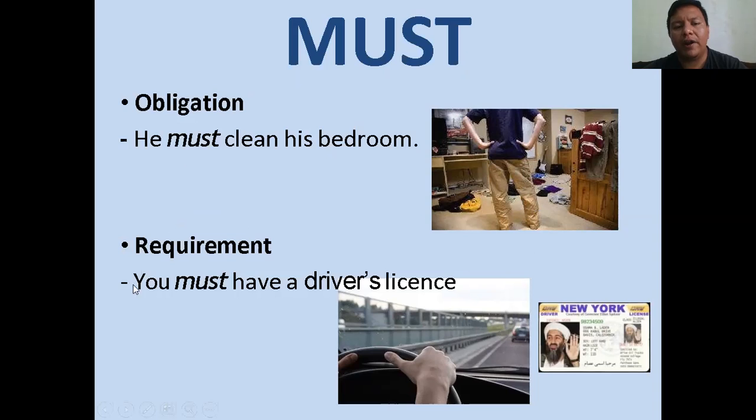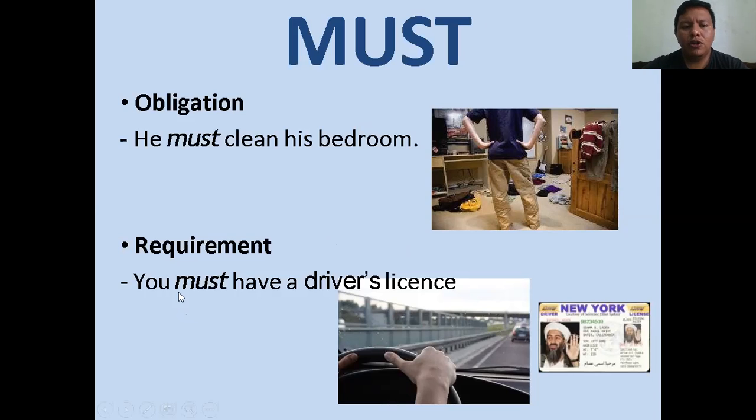Obligation and requirement. Examples that we have here. He must clean his bedroom. As you can see in the picture, that bedroom is a total mess. Clothes everywhere, garbage everywhere. So he must clean his bedroom. Él debe limpiar su habitación, debe ordenar su habitación.